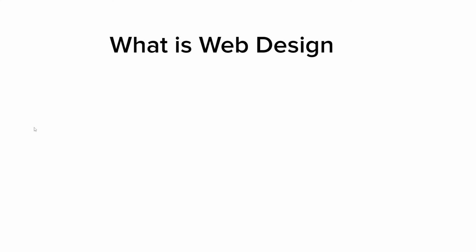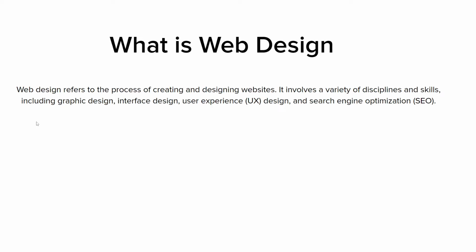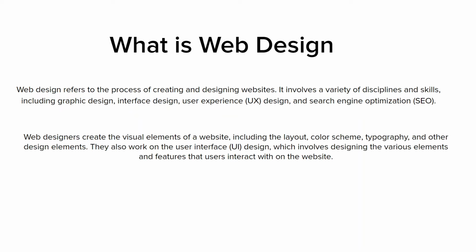So what is web design? Web design refers to the process of creating and designing websites. It involves a variety of disciplines and skills, including graphic design, interface design, user experience design, and search engine optimization. Web designers create the visual elements of a website, including the layout, color scheme, typography, and other design elements. They also work on the user interface, so the UI design, which involves designing the various elements and features that users interact with on the websites.